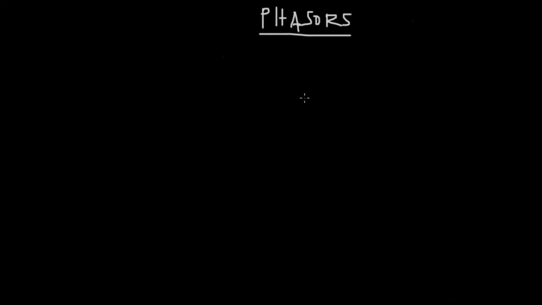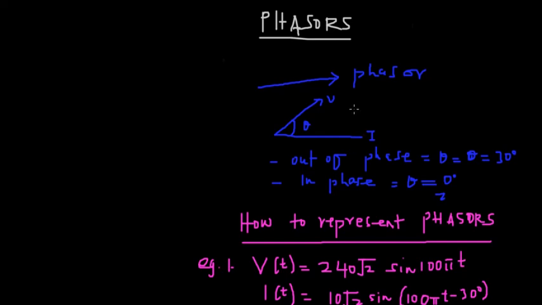But we could represent these sinusoidal quantities as phasors. They are represented by an arrow pointing in a specific direction. Phasors have specific angles attached to them, and whenever we say that the phasor is out of phase, it means that it has a specific angle, just like this one.